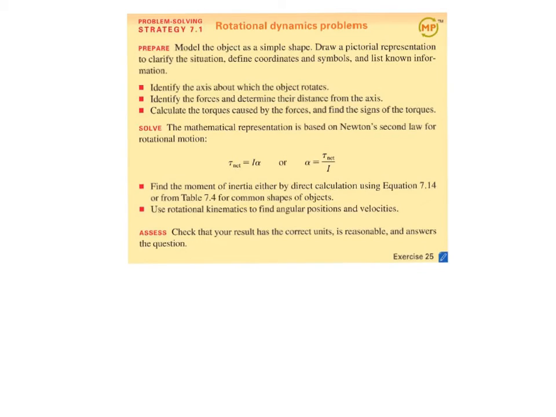So we're looking again at forces involved here. We can throw Newton's laws, of course, into this. We want to be able to then calculate torques caused by those forces and find the signs of the torques. So we're utilizing information about torques that we've got in the first lesson. And then use the mathematical representation based on Newton's second law for rotational motion. And then find that moment of inertia by direct calculation, or from that list of common shapes in the previous slide, and then use rotational kinematics to find angular positions and velocities. But really, what we want to do here is be able to take a look at the concepts of this stuff in the video, and we'll be looking at problem-solving quantitative examples in class.